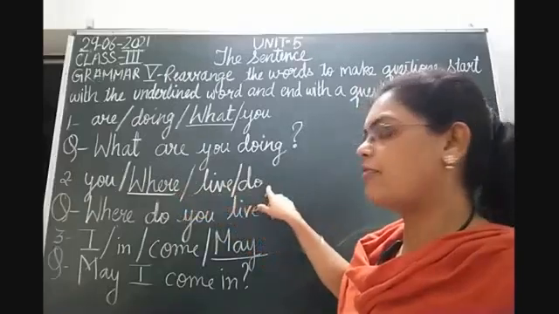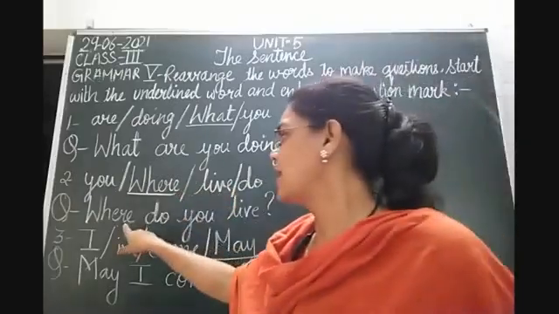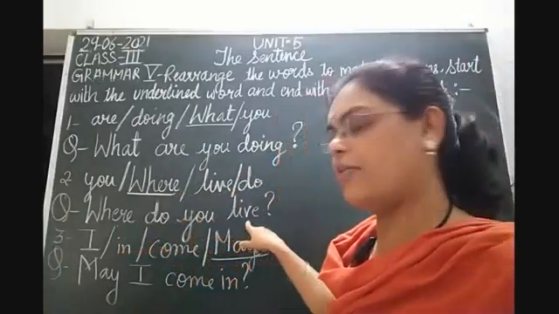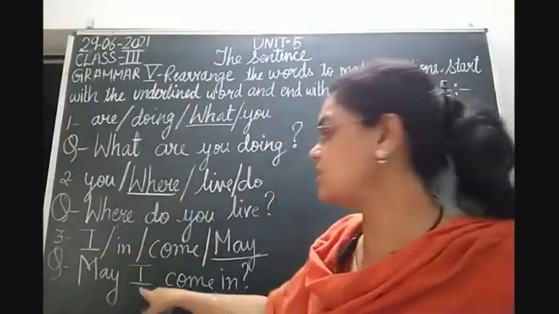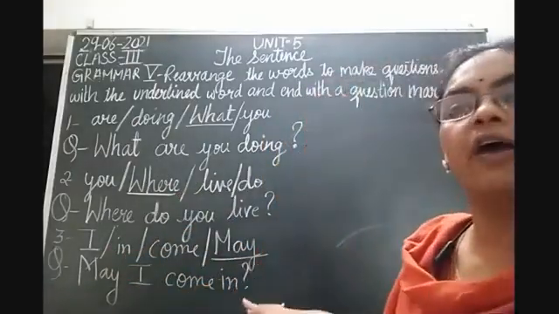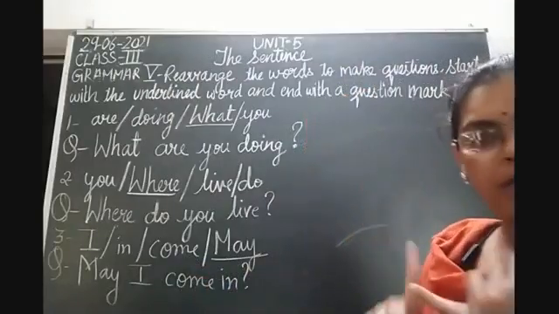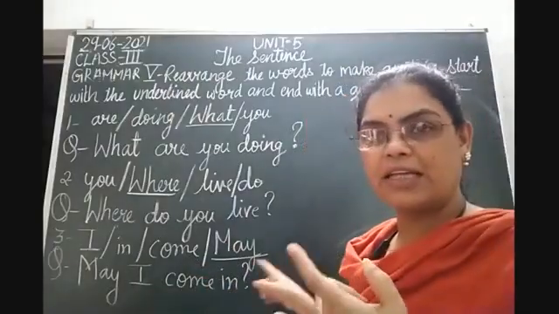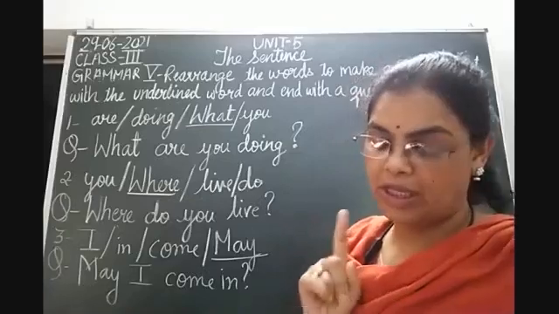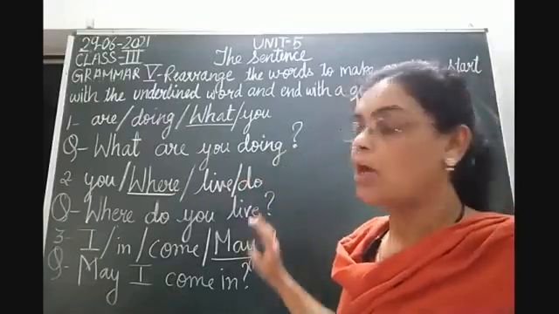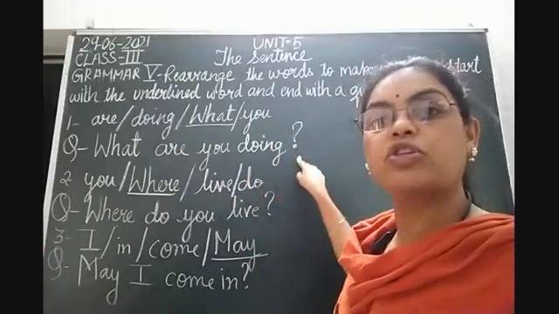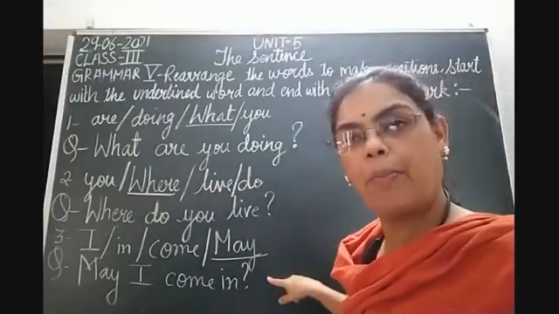Second, you where live do. The question is, where do you live? Third, I in come may. The question is, may I come in? Fine. Things to be kept in mind while doing this exercise. First of all, always begin with a capital letter and the underlined word. Remember. Then at the end of the question, you must put a question mark.